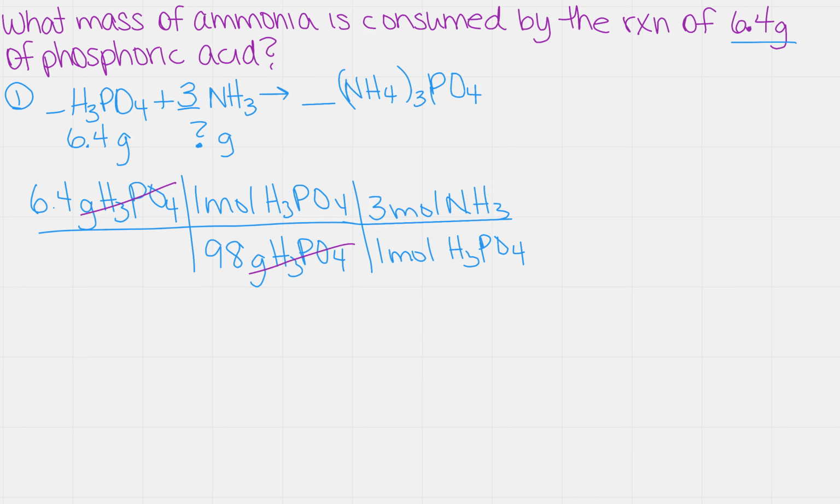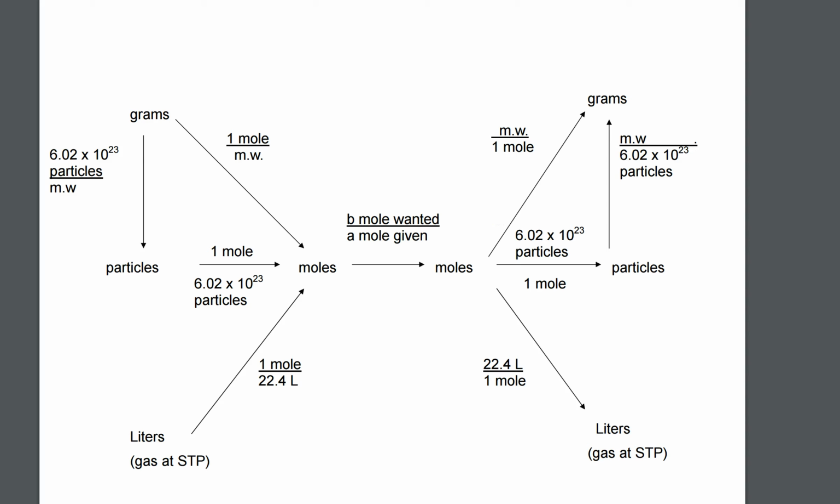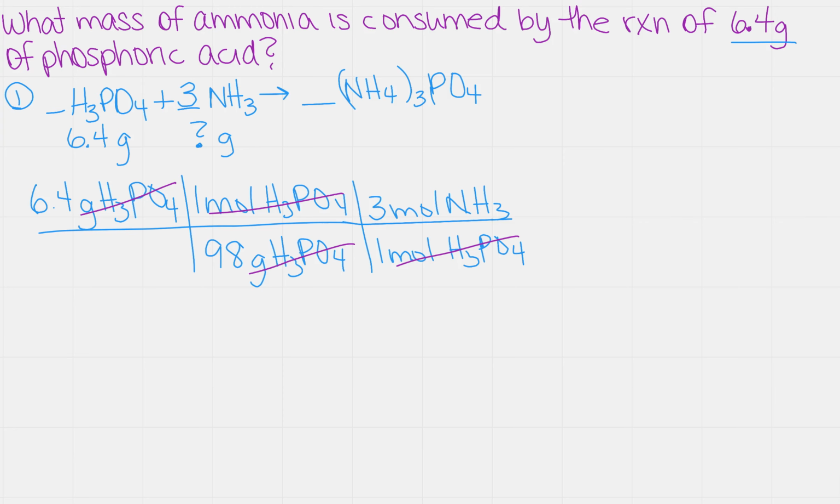And again, I want to see if any of my units cancel. I notice that this is moles of H3PO4, and so is this. So right now I'm sitting at just moles of NH3. If we go back to the moles chart, now we're right here, and I need to go from moles to grams. So my last step here is I need to go from moles to grams.